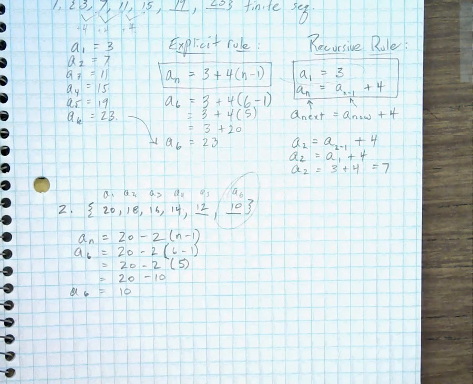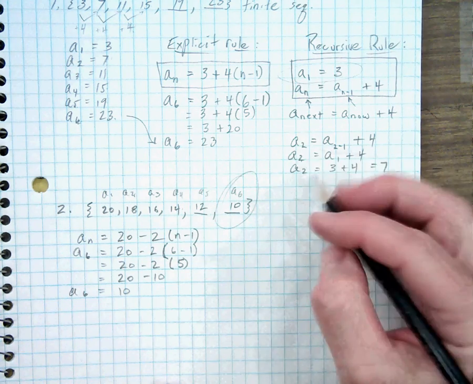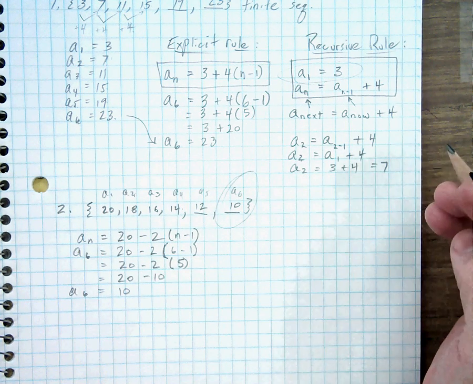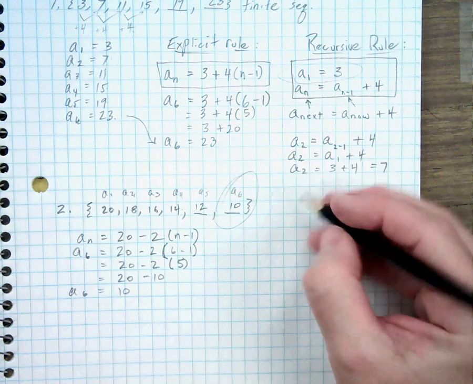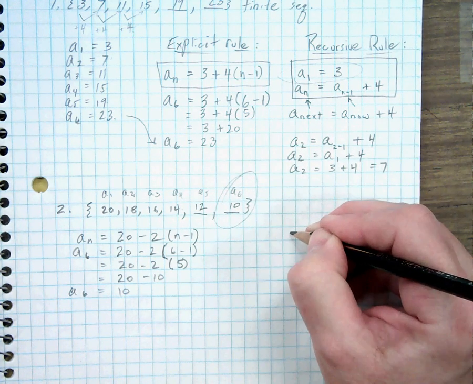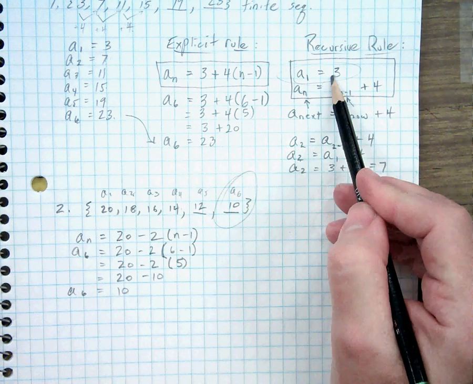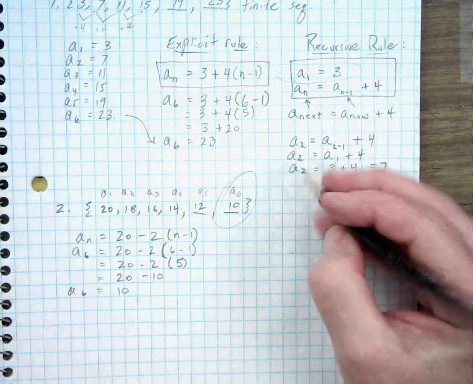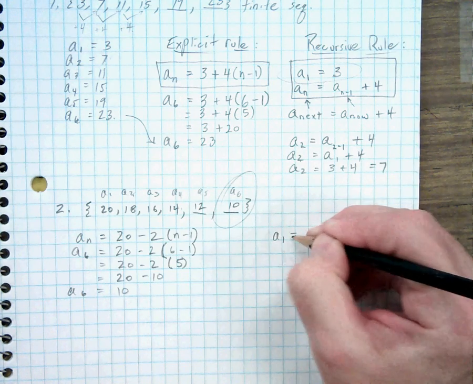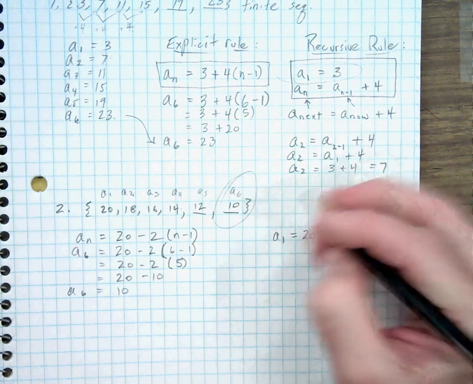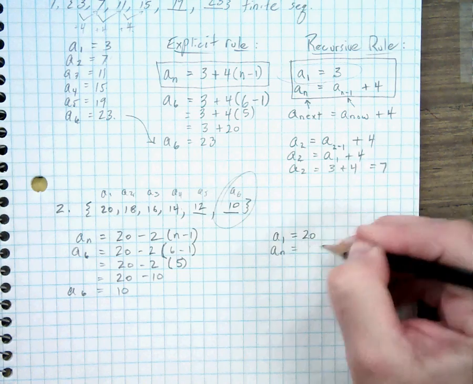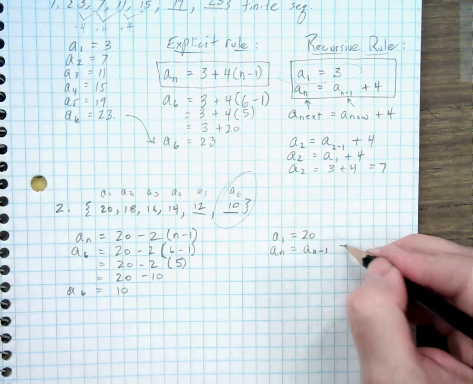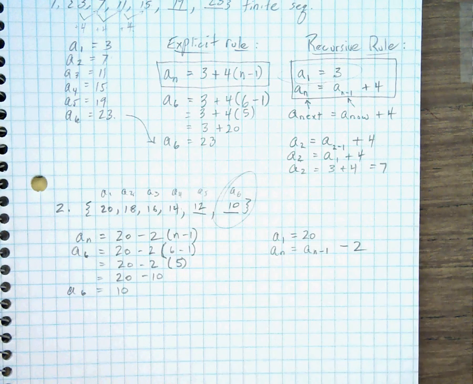All right, what about the recursive rule? If you haven't done the recursive rule, go ahead and pause it and try to do it by yourself. All right, so let's see. Remember, with the recursive rule, there's 2 parts. You have to give the first number, and then you have to give the rule. So it would be A1 is 20, and then A sub n is the number before it, which is A sub n minus 1, and then you take away 2. And that's the rule.